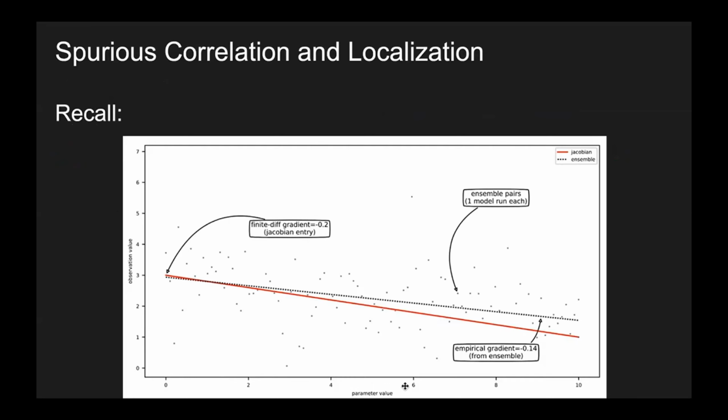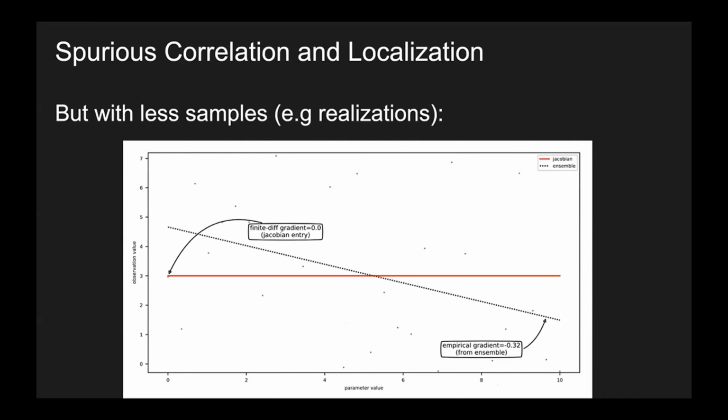Now let's talk about this issue of spurious correlation and how it's addressed with something called localization. So this is our plot from earlier, where we have our high precision finite difference gradient and our less precise ensemble-based gradient. In this case, they're not so bad. The ensemble-based gradient tells the same story. But using far fewer samples, we can actually generate what is known as a spurious correlation. If in fact the finite difference gradient between this parameter and this observation was 0, so that there's no relationship, simply by using very few realizations, which is going to be the standard operating procedure in this case, we can generate a correlation that's erroneous or spurious.